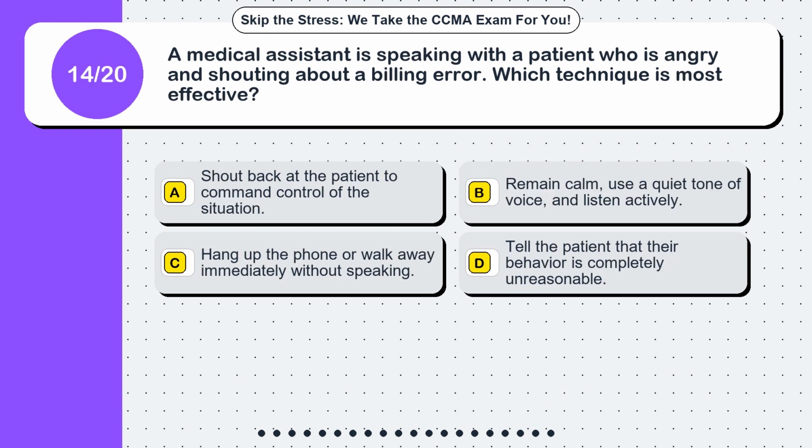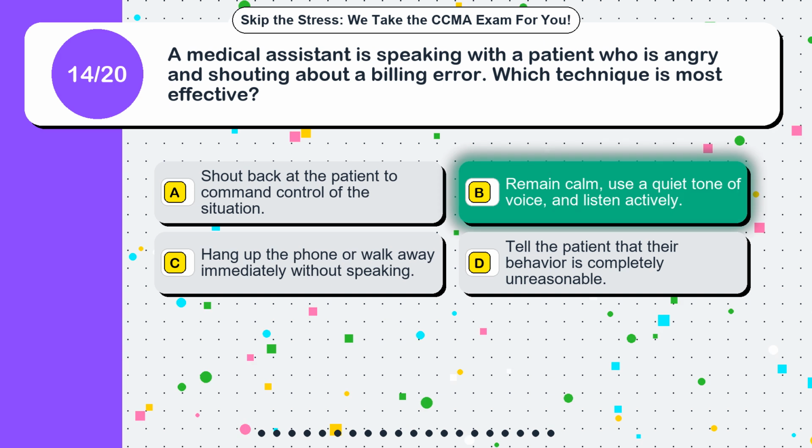Question 14. A medical assistant is speaking with a patient who is angry and shouting about a billing error. Which technique is most effective? Option A. Shout back at the patient to command control of the situation. Option B. Remain calm, use a quiet tone of voice, and listen actively. Option C. Hang up the phone or walk away immediately without speaking. Option D. Tell the patient that their behavior is completely unreasonable.